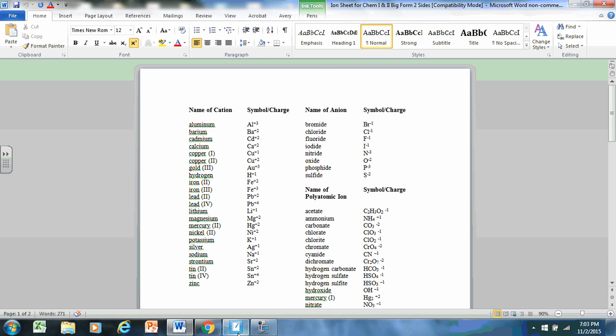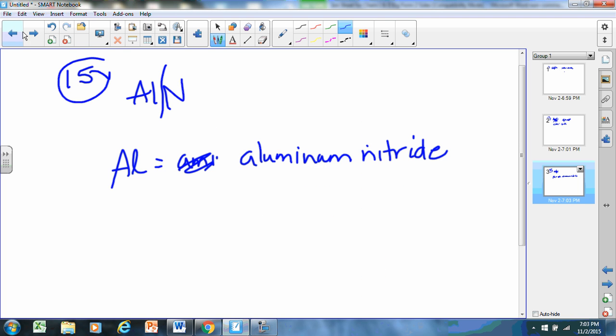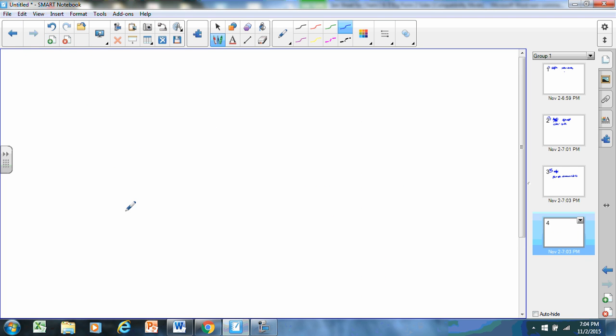Just slam them together. Now, when we get to some weird problems like 8, 8 is CuCl2, and the first part isn't hard. Cu is copper.